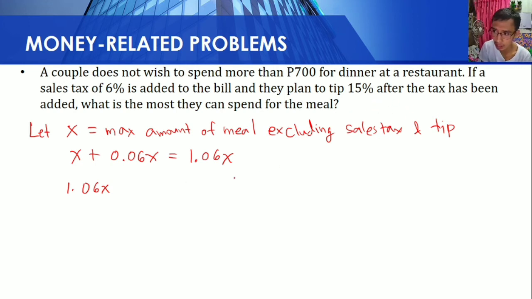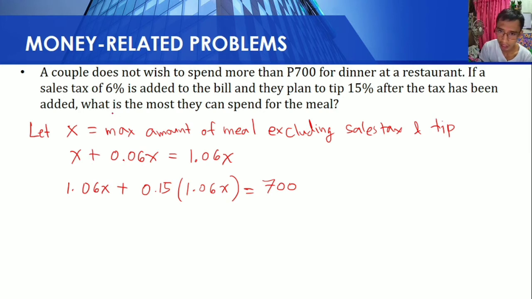So, after the tax that has been added, ito na yun, 1.06x, plus dagdag ulit ng 15% dito sa 1.06x. So, 15 over 100, that will be 0.15. So, 0.15 times yung 1.06x natin. Ayan. So, ito na yung magiging maximum amount natin na i-spend nila doon sa dinner, is equal to 700. Kasi dapat hindi lalampas ng 700 yung gagastusin nila.